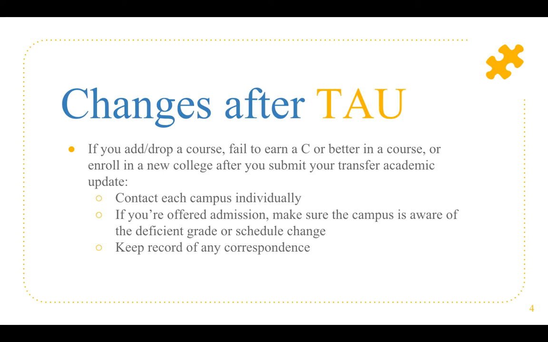The transfer academic update is really your last opportunity to update the UCs on where everything's at with your fall grades and your spring classes. So if things change after, it's kind of on you to reach out to those campuses and give them those updates, because otherwise they won't have that information. That's really important for them to have as they make those admissions decisions and as you're offered acceptance to the campus.